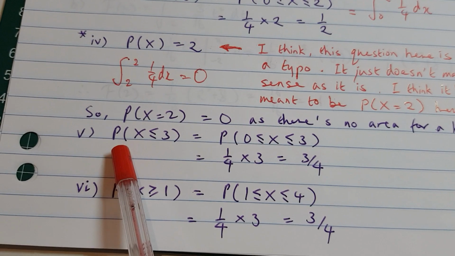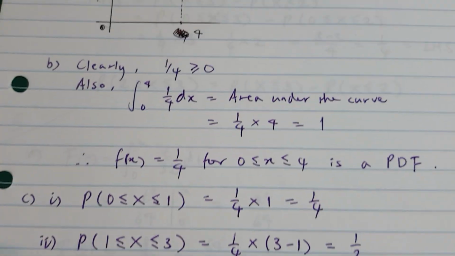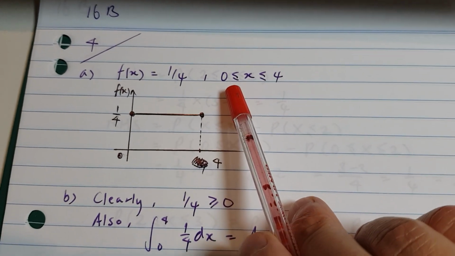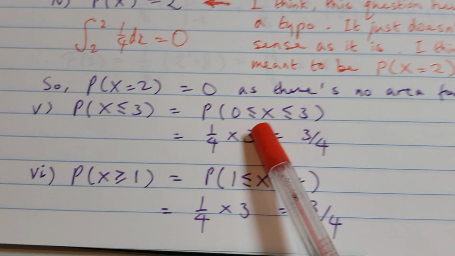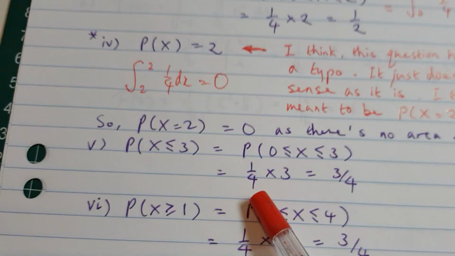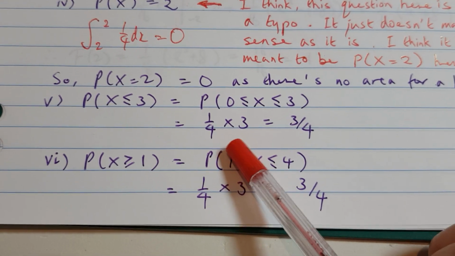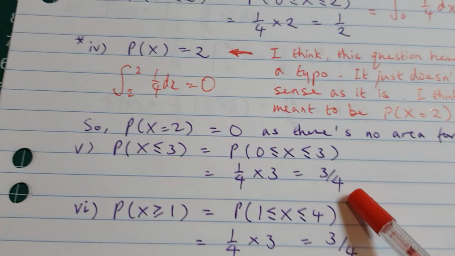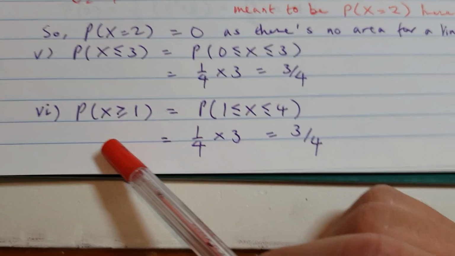Okay. This x less than or equal to 3, again, the domain is bounded by 0 at the lower bound. So that's why you have 0 sitting there. So that's a quarter times 3, the usual area of the rectangle formula. So a quarter times the width, which is 3. So 3 quarters.